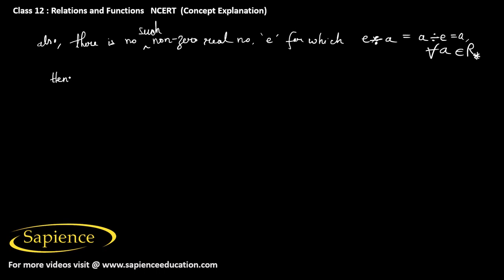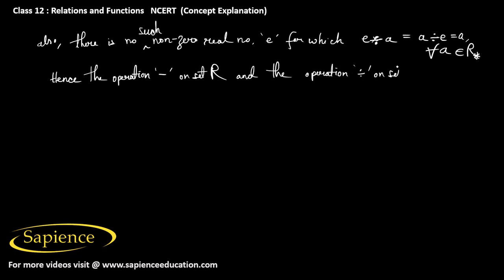Hence we can say that the operation subtraction on the set R and the operation division on the set R star do not have any identity elements.